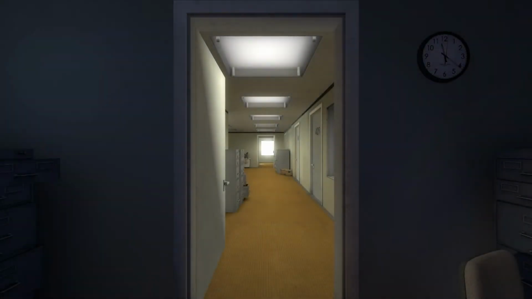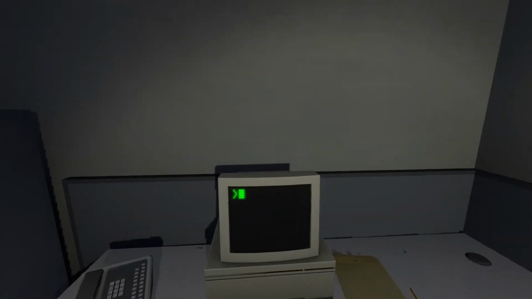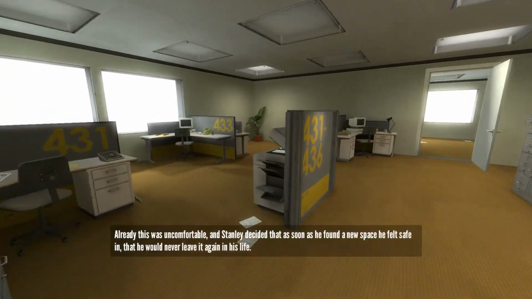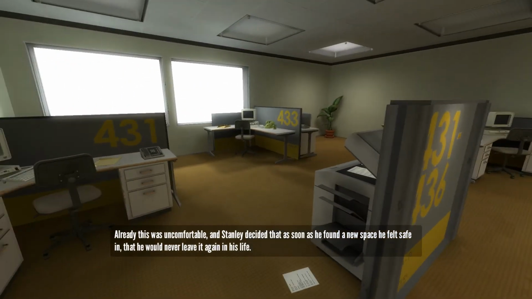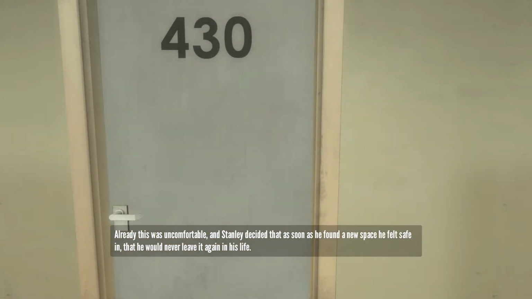Yep, we are dead. Now there's one thing I'm not sure how to get. Already this was uncomfortable, and Stanley decided that as soon as he found a new space he felt safe in, he would never leave it again in his life.